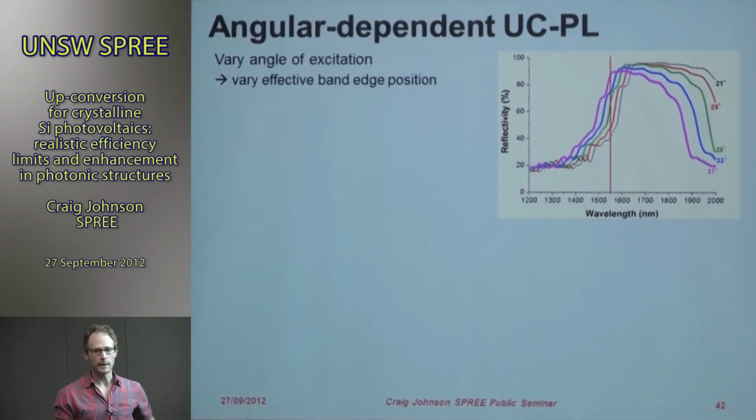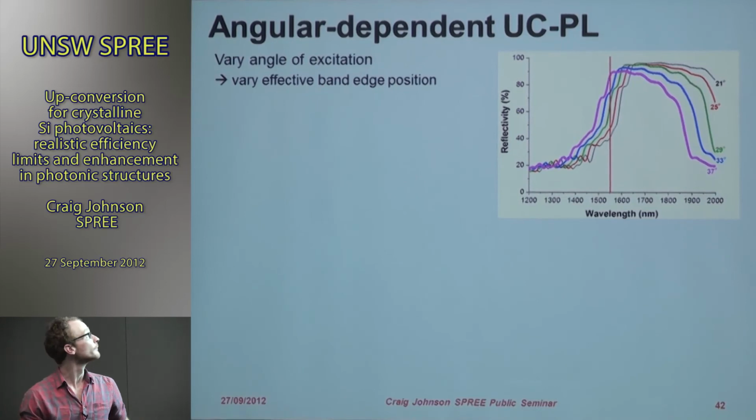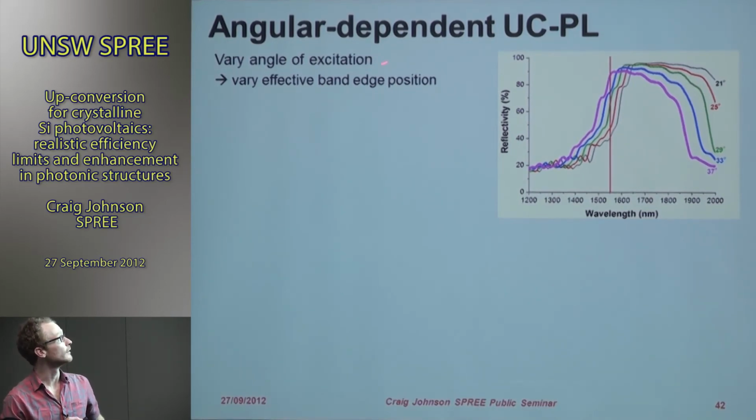So we carried out angular-dependent PL in this thing. If you vary the angle of excitation, as we've seen, you vary the effective band edge position, and you can see this here for these reflectivity profiles. We go from 21 degrees, which is the black line, and blue shift to this position here for 37 degrees.